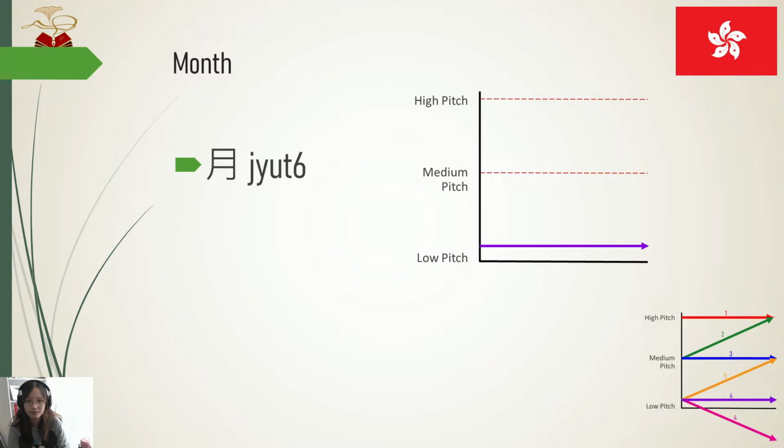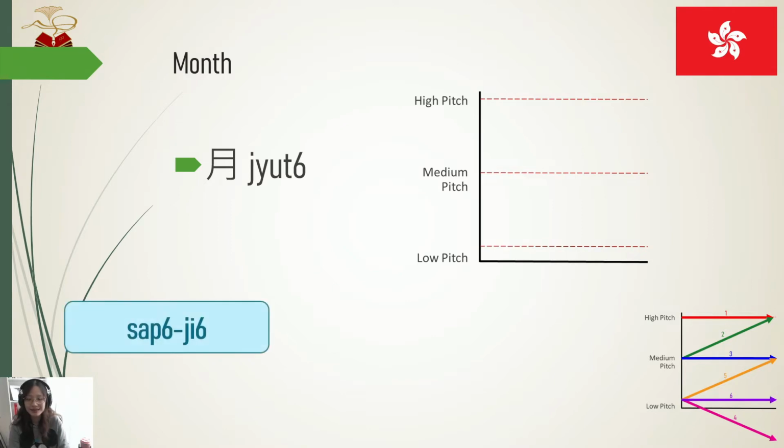Yut. So remember we have the YU, so that means your mouth has to be kind of circular, more round. And it is an inaudible T, so you do not say yut with a T sound. For example, we have sa, yi, yut.